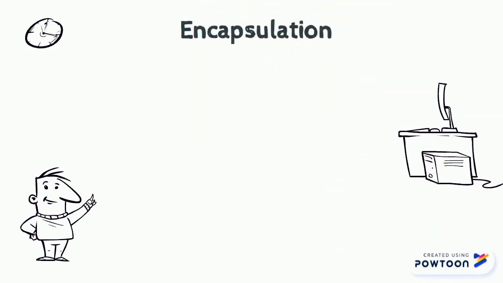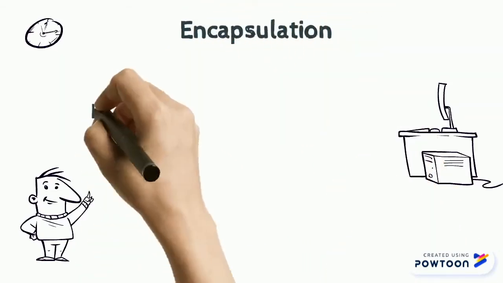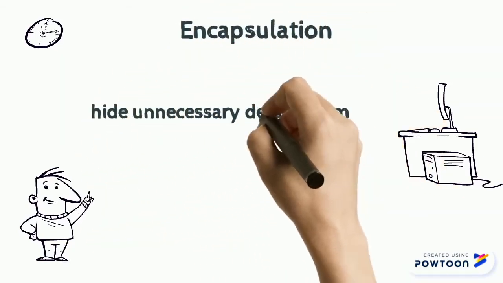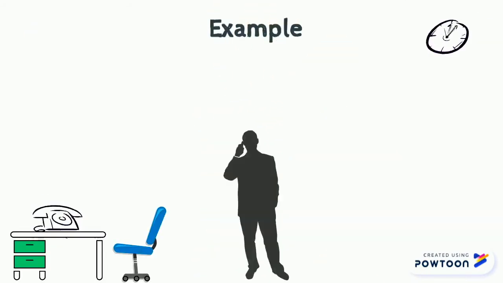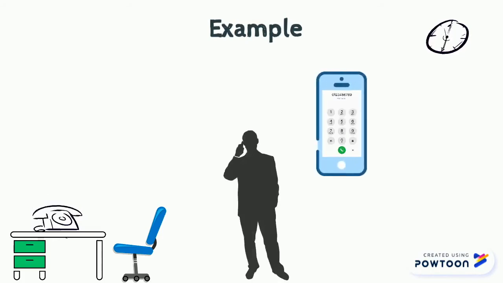Encapsulation. Encapsulation means that we want to hide unnecessary details from the user. For example, when we call from our phone, we select the number and press the call button. But the entire process of calling, or what happens from the moment we press or touch the call button to the moment we start having a phone conversation, is hidden from us.